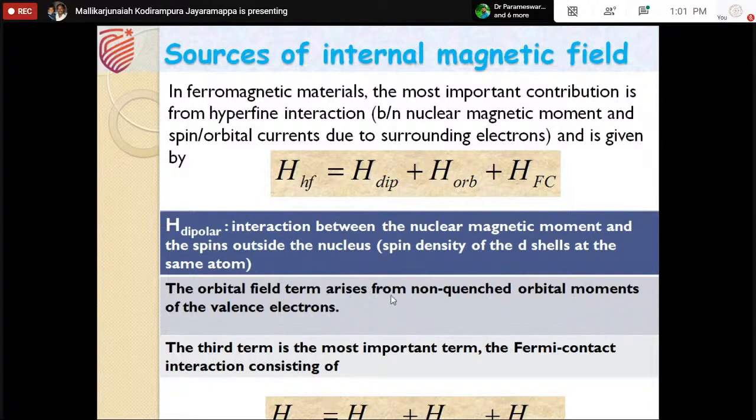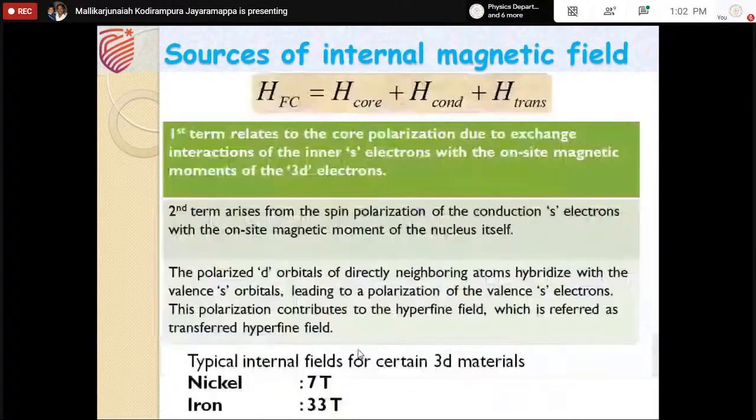The orbital field term arises from the non-quenched orbital moments of the valence electrons, and the Fermi contact is another important one, and that Fermi contact interaction is again subdivided into 3 more units. What are those 3 more units? The first term corresponds to core polarization. That happens due to exchange interaction of the inner s electrons with the on-site magnetic moment of the 3d electrons. Okay, there is a core polarization between the inner s electrons and 3d electrons.